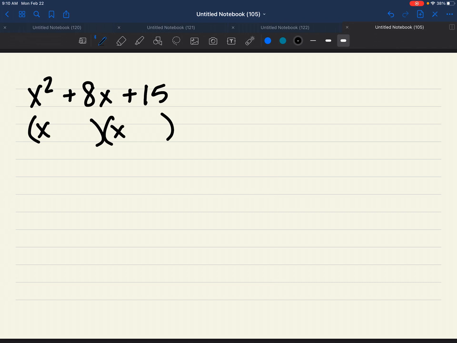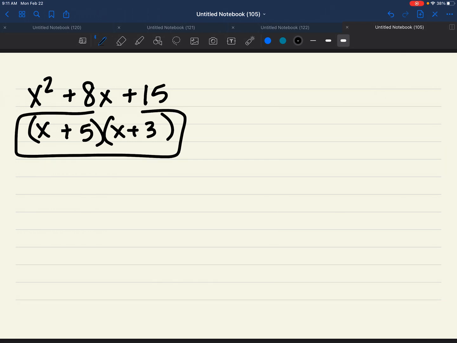Who wants to take this one? Nick? X. Okay. What question are you asking yourself? 2 numbers that multiply to get 15, add to get 8. Do you know what they are? 5 and 3. Okay. Again, if you know what they are, you don't have to write that out to the side every time. I just do that to kind of help you if you're unsure. Okay? Let's look at this one.